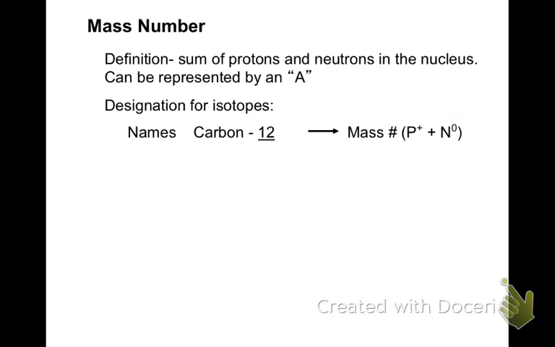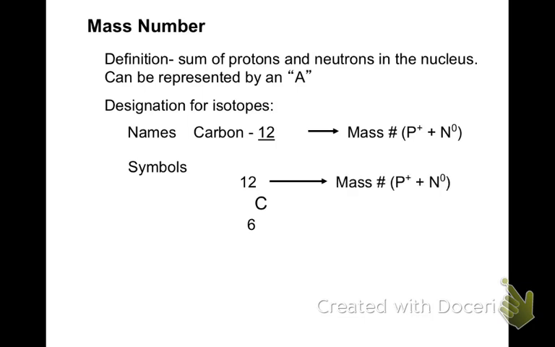So that's one way you can write it, is by the name dash mass number. You can also do it through symbols. So the symbol for carbon is C. Its mass number appears, and its atomic number appears. Notice that the atomic number does not appear in the name designation. So that part is missing, but that means you can just find it on the periodic table.